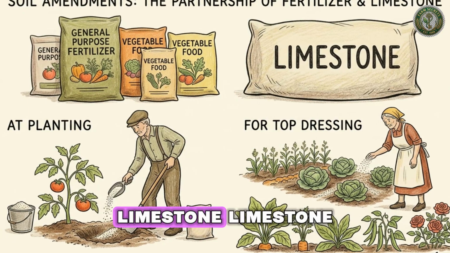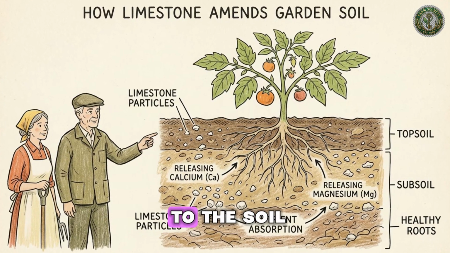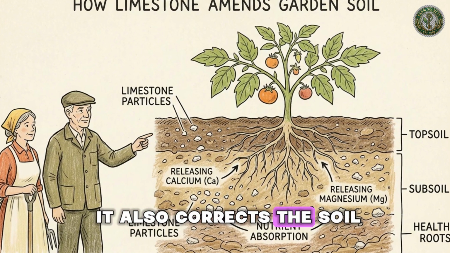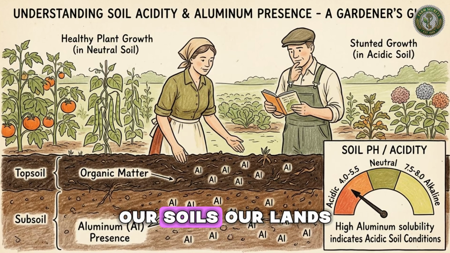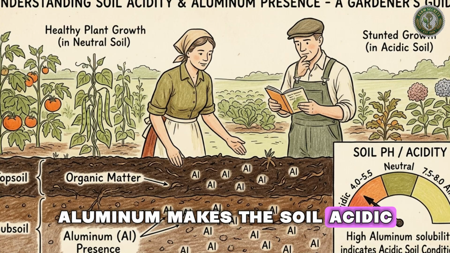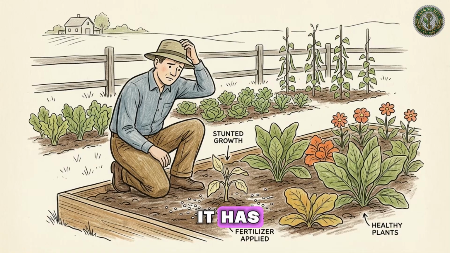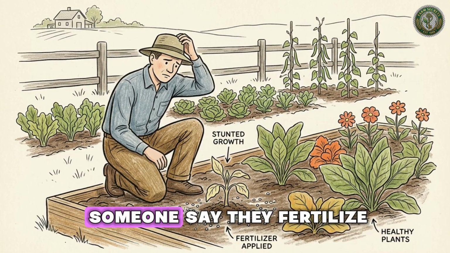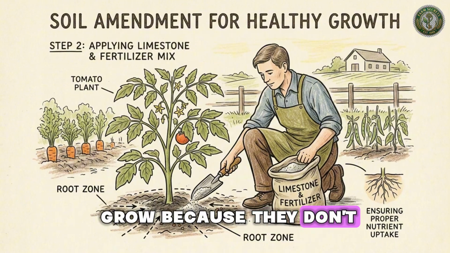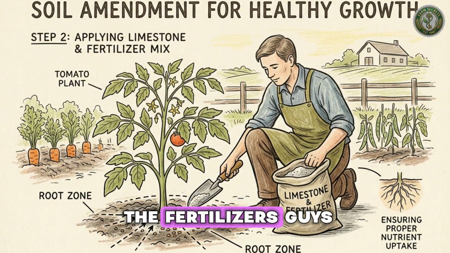Limestone. Limestone plays the role of providing calcium and magnesium to the soil, to the earth, and to the plant, and it also corrects the soil. Our soils, our lands have aluminum. Aluminum makes the soil acidic. The plant can't absorb the fertilizers and nutrients it has. Have you ever seen someone say they fertilize the plant and it just won't grow? Because they don't use limestone, so never forget to use limestone along with the fertilizers.